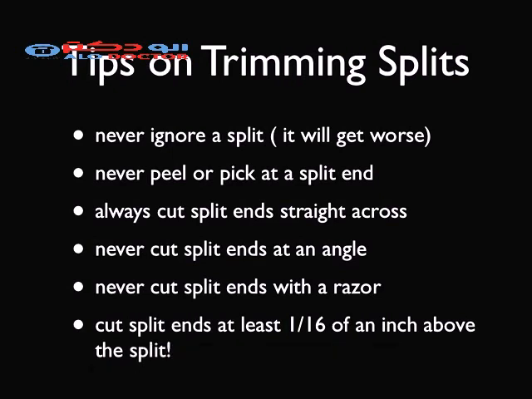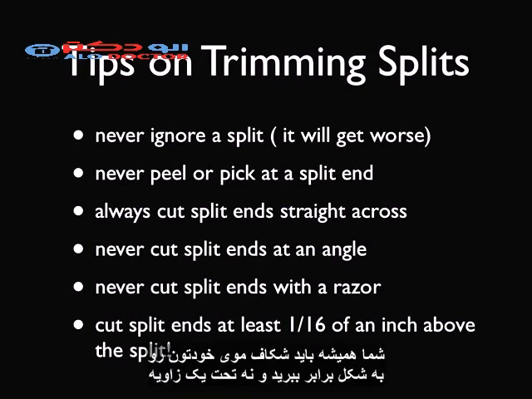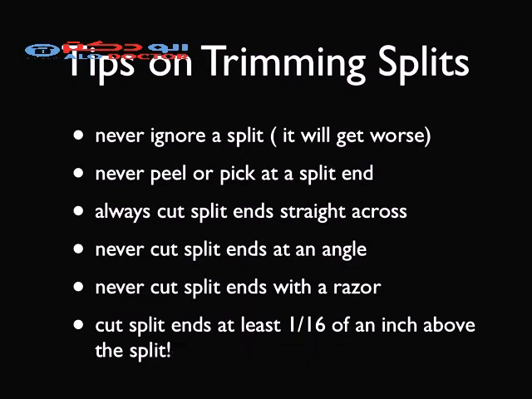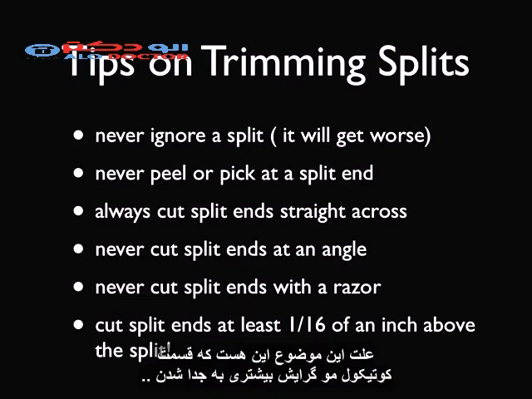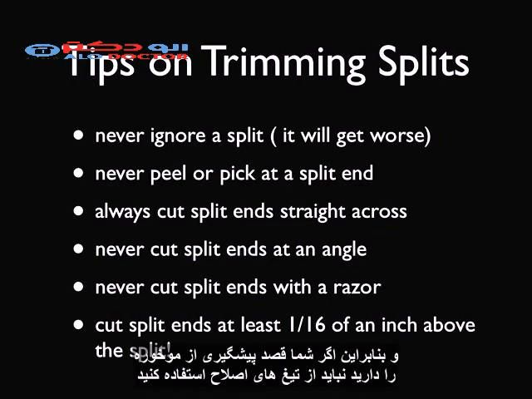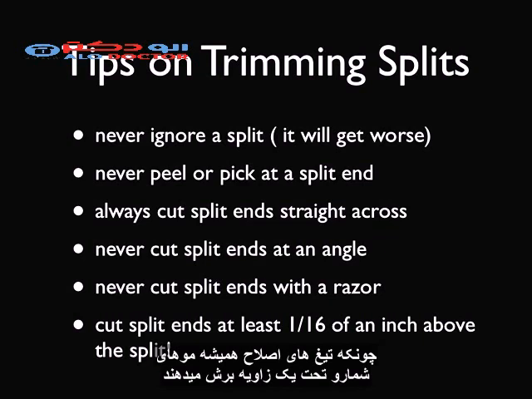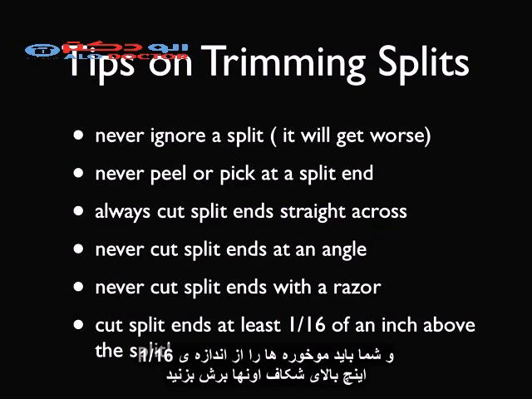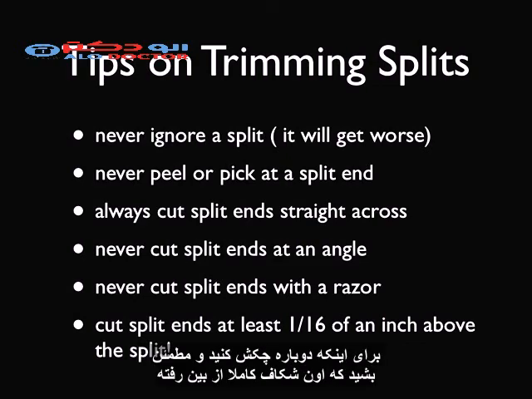You always want to cut your split ends straight across, never at an angle. This is because it's easier for the cuticle to peel at an angle than it is straight across. And therefore, you never want to get razor cuts if you're trying to avoid split ends, because razors always cut your hair at an angle. And you want to cut the split end once you do find it, 1/16 of an inch above the split, just to double check and make sure that you are getting that split off.